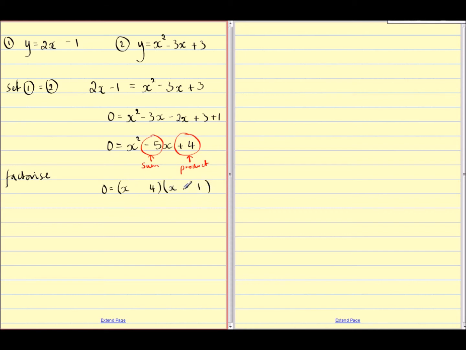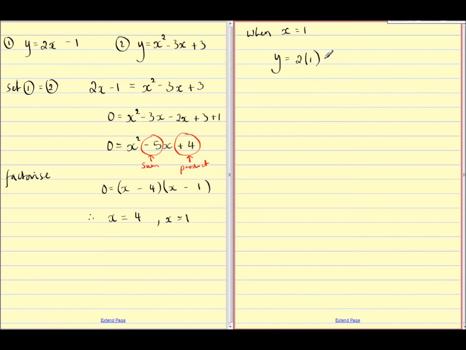Now we can say that x is equal to 4 and x is equal to 1. We're going to substitute both the x values to get two y values. So when x is 1, y is 2 lots of 1 minus 1, which is 1. And when x is 4, 2 lots of 4 is 8, minus 1 is 7. And we can actually write those as pairs of coordinates. And that's our solutions.